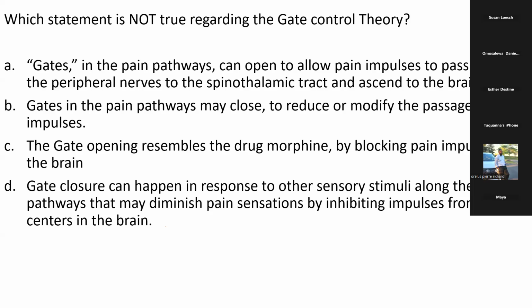Okay, let's look at B. Gates in the pathway may close to reduce or modify the passage of pain impulses. We said that the brain can selectively decide, right? So the brain can do that. We're looking for one that is not true. C is not true.